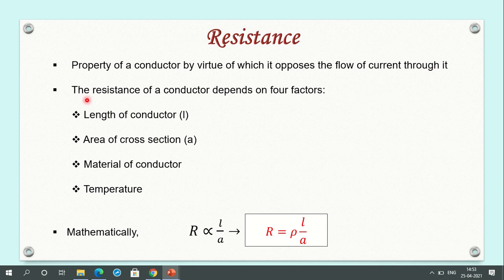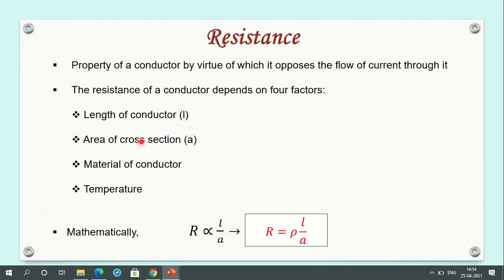And there are different factors on which the resistance of a conductor depends. And mainly there are 4 factors. First one is length of the conductor. Next, area of cross section of the conductor, material used for the conductor, and temperature. So length of the conductor and resistance of the conductor are directly proportional. As the length of the conductor increases, its resistance also increases. So resistance and length of conductor are directly proportional.